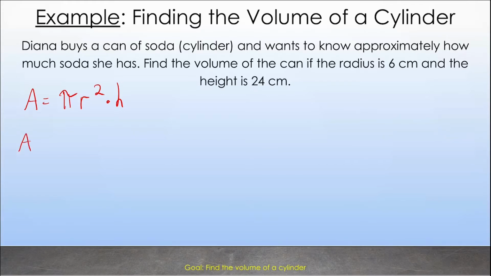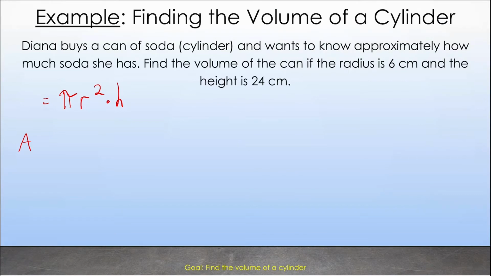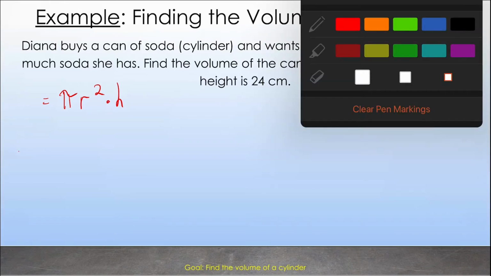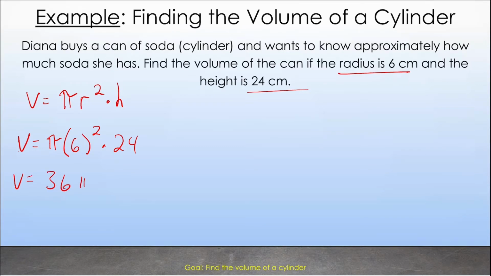We're not looking for area, we're looking for volume. So I'm getting my calculator ready while I'm talking. Not very good at multitasking. My volume is equal to pi times radius squared times height. I don't know my volume, that's what I'm trying to find. I know the radius is 6, the height is 24, so I have pi times my radius, 6 squared, times my height, which is 24. Volume is equal to 36 pi times 24.